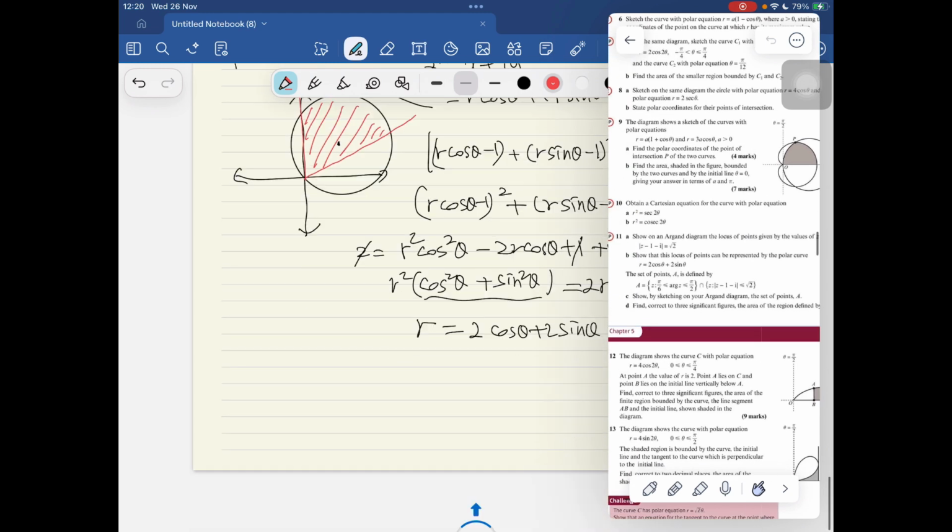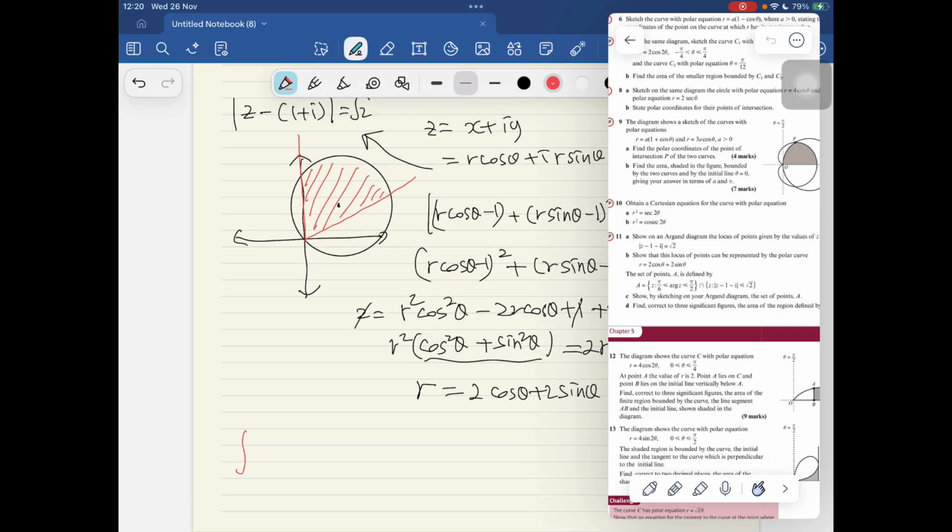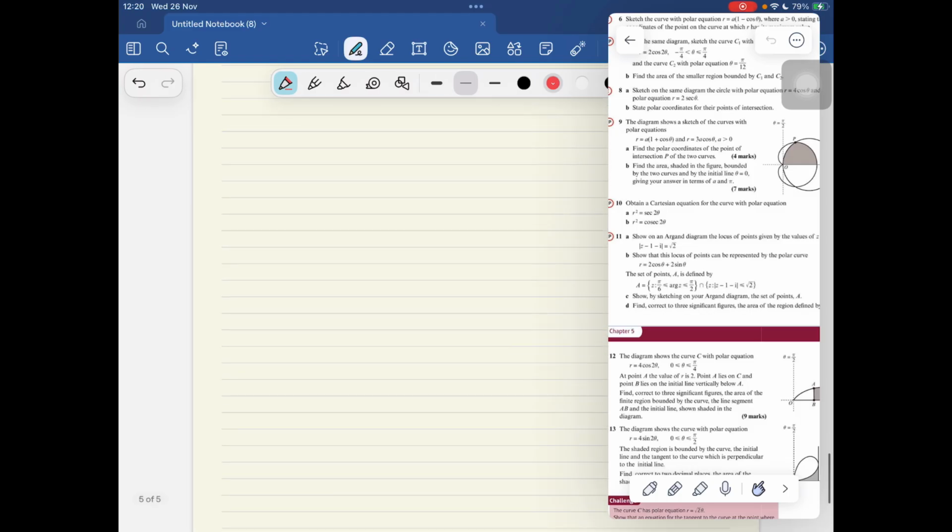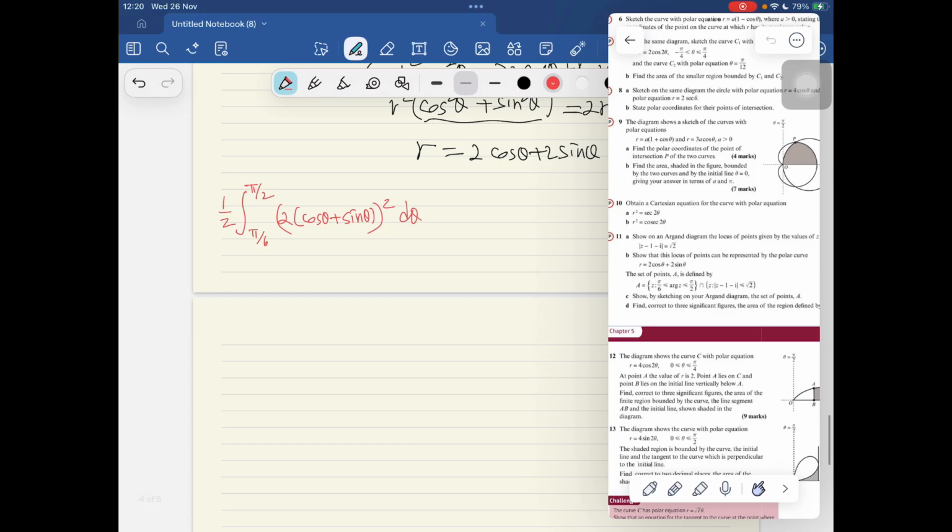Find, correct to 3 significant figures, the area of the region defined. So we will find it. Integral, half, from pi over 6 to pi over 2 of r squared, so (2 cos theta plus 2 sine theta) squared d theta. So we can calculate it.